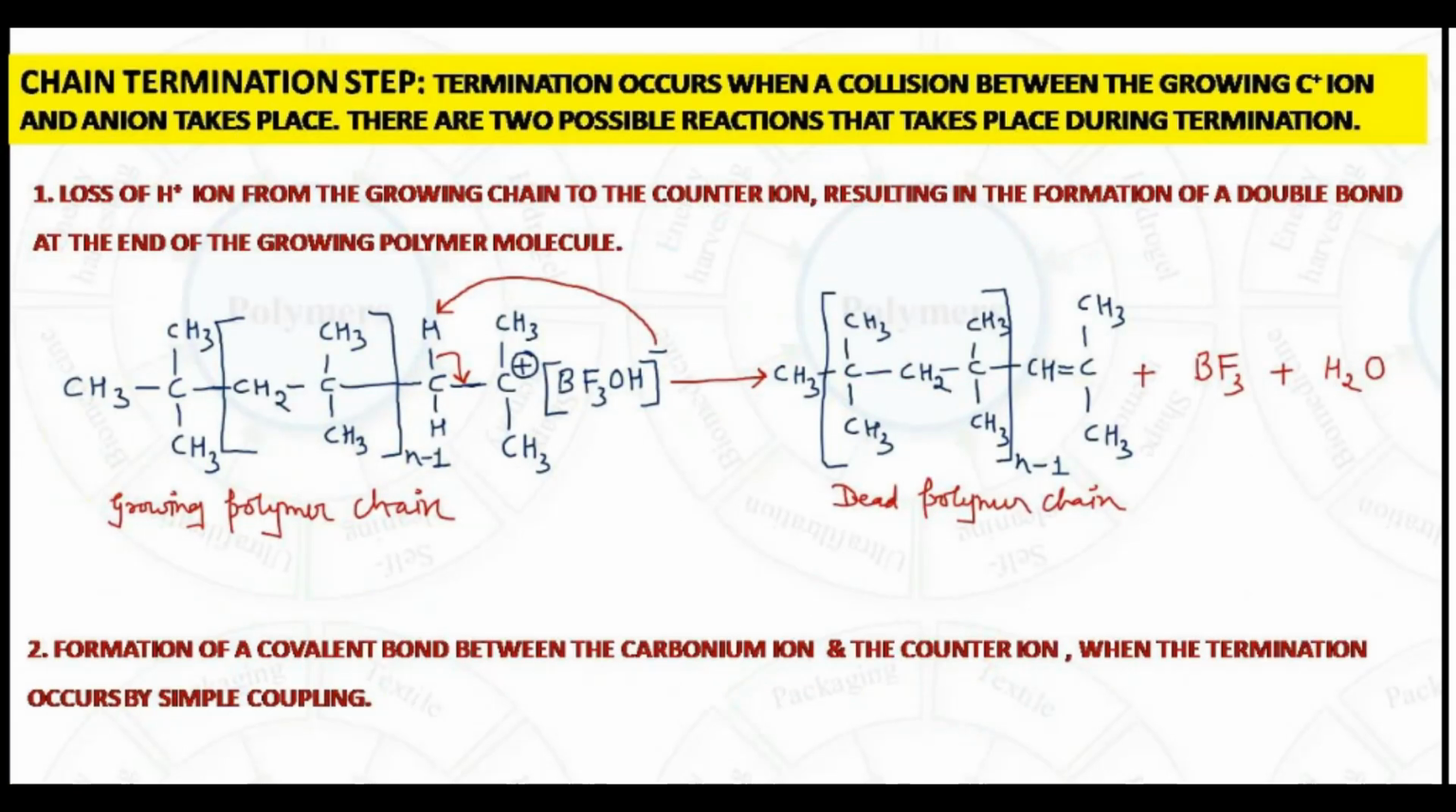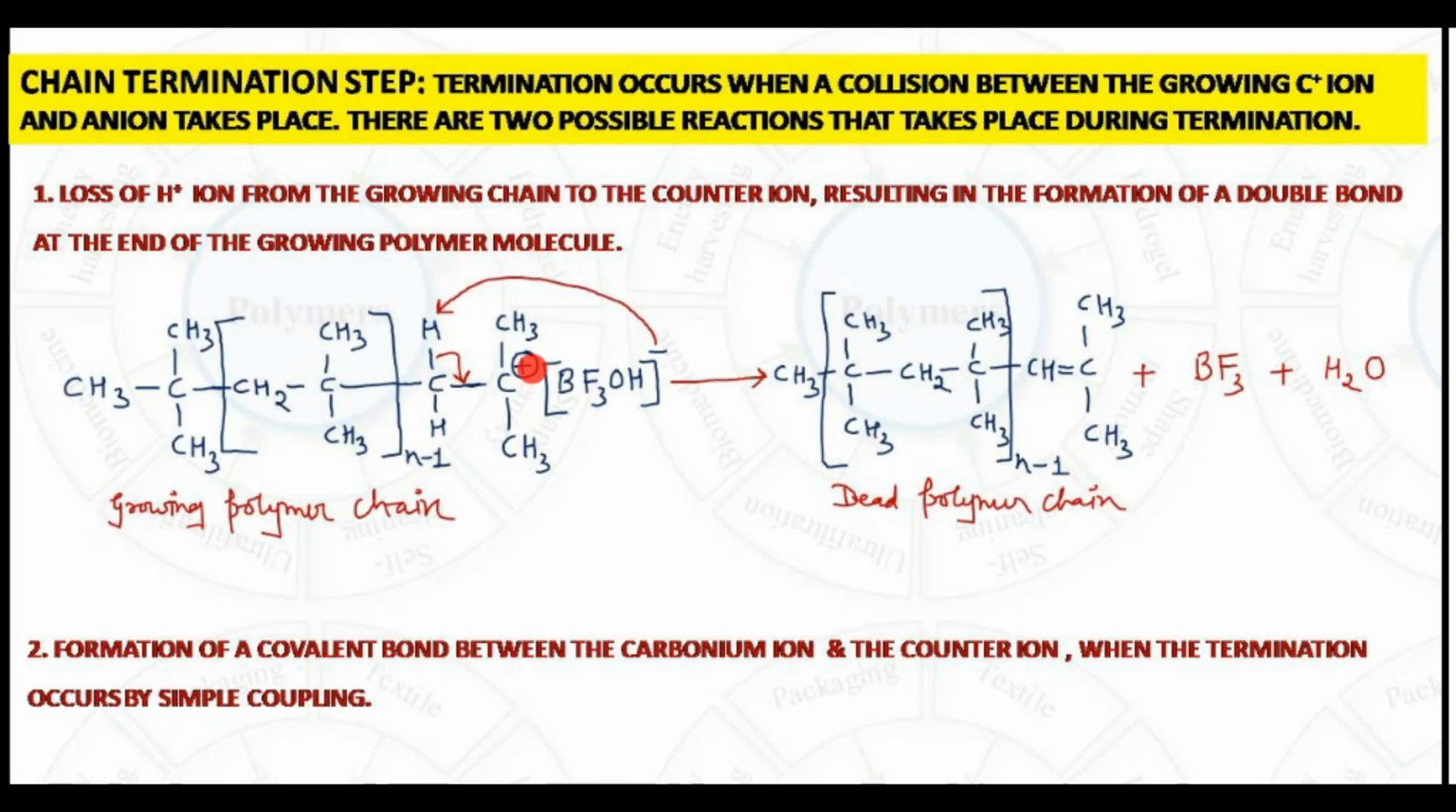So in the next step, you can go for the chain termination step for this species. Chain termination occurs when the collision between the two growing ions takes place, a carbocation and the anion, so that means one anion and one carbocation. If the collision occurs between the two, then the termination would occur. And of course, there are two possible ways for this termination to take place. The first way is the loss of the hydrogen ion from the growing chain to the counter ion. Counter ion means the other anion which is present here, resulting in the formation of a double bond at the end of the growing polymer molecule.